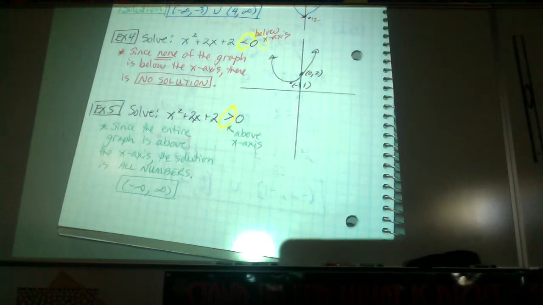So does that make sense to you? When you don't have an intersection on the x-axis, you're just looking, is it above or below? Yes or no? All real numbers or no solution. All right, so last question is a word problem.